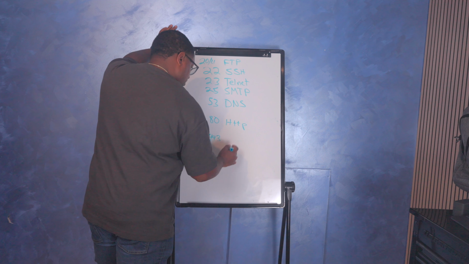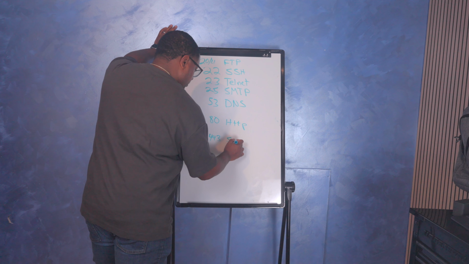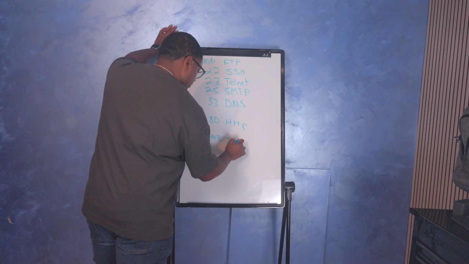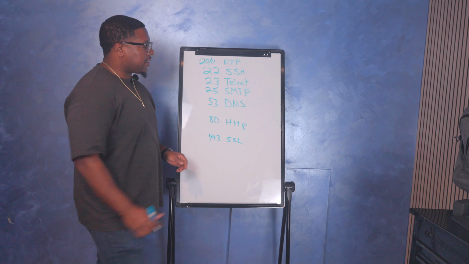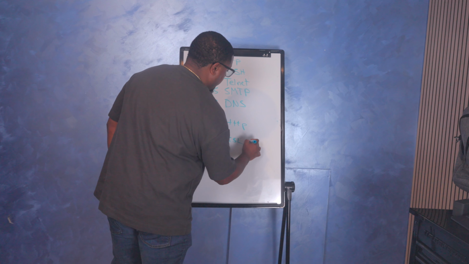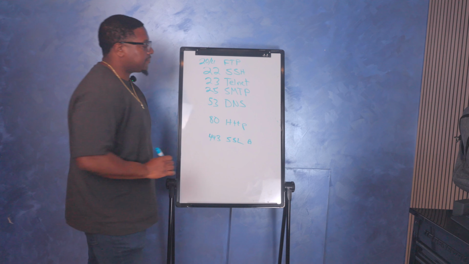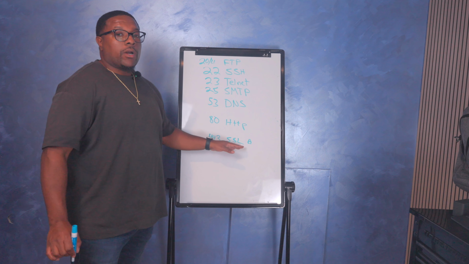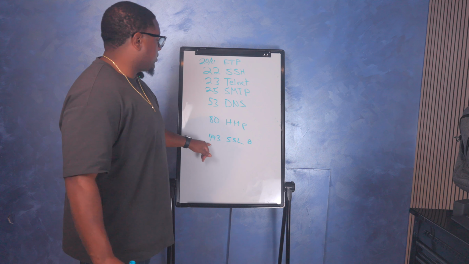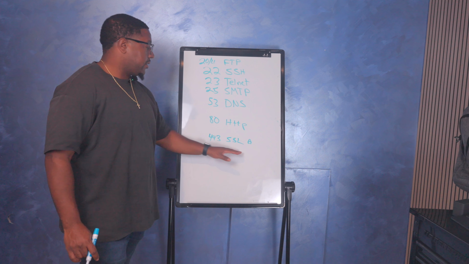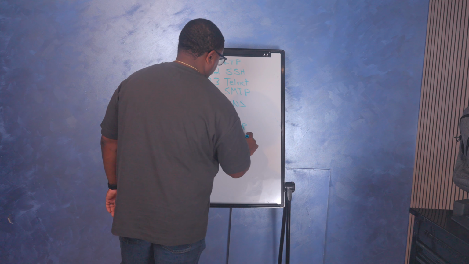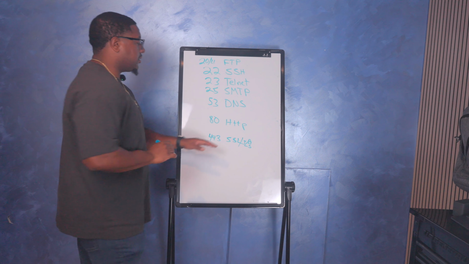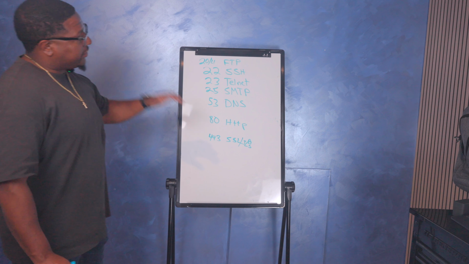Then you have 443 for SSL, secure socket layer. This is what you're going to see on your websites when they have the lock on them. That's what you're going to see in your web browser. That's really a good thing to look out for, SSL or TLS. That's what you have in terms of those ports.